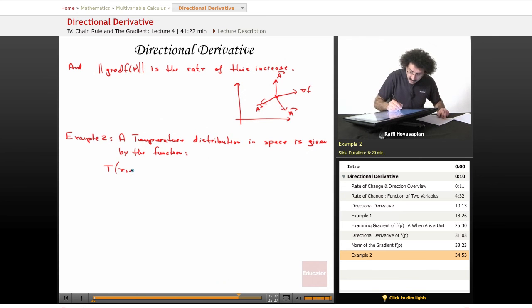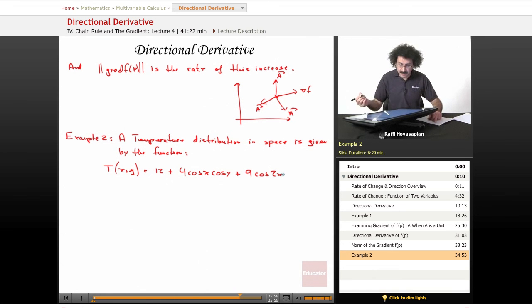T(x, y) = 12 + 4 cosine x cosine y + 9 cosine 2x. So a temperature distribution in space is given by the function, this thing right here.